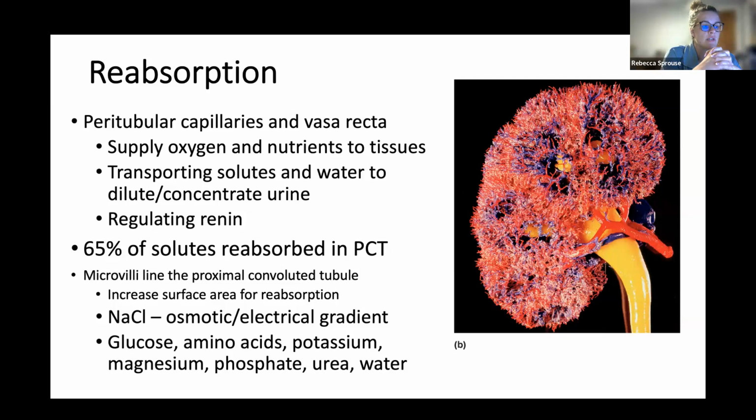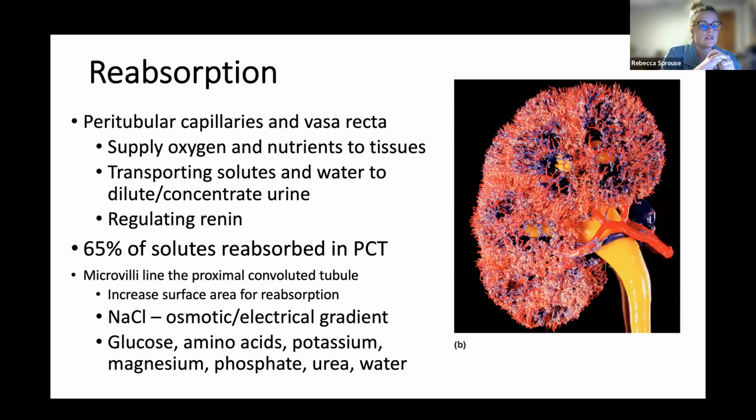But also we need to transport solutes and water in order to make urine either more dilute or concentrated. Dilute would mean it has more water in it than solutes. Concentrated would be more solutes than water. But also regulating renin and those other hormones that we're going to talk about in lecture 4.